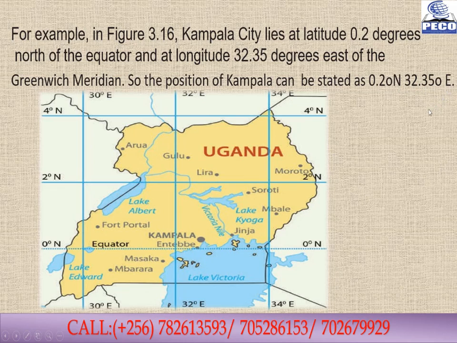Therefore, by location, we can say the position of Kampala is 0.2 degrees north, 32.35 degrees east. If we want Fort Portal, we have the equator, therefore it is 0 point, then we count maybe 4 degrees north and 30.21 degrees east, because Uganda lies to the east of the Greenwich meridian. So this is how we can identify and locate places using the latitudes and the longitudes.